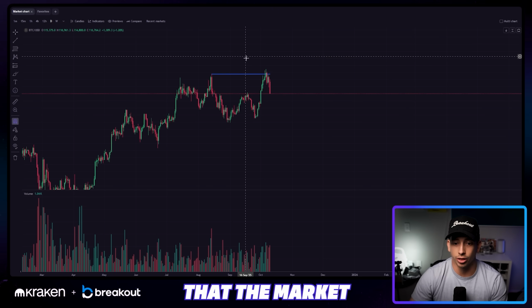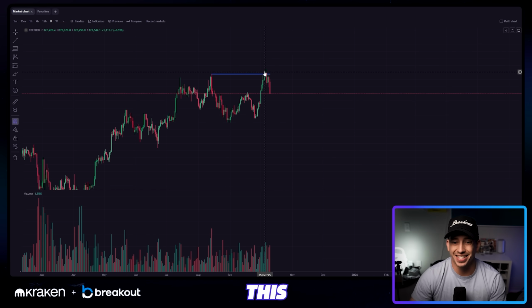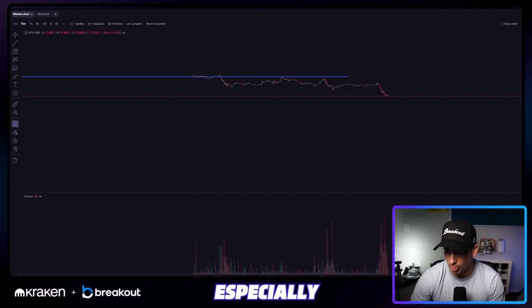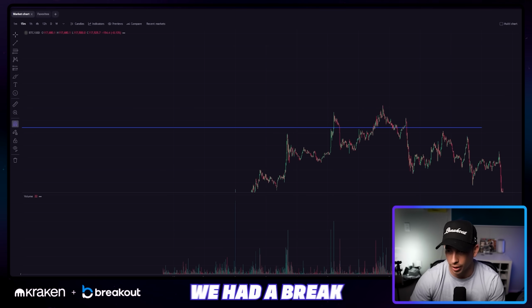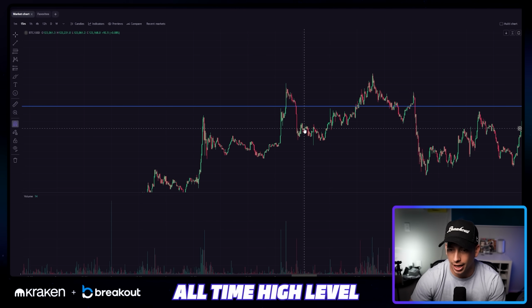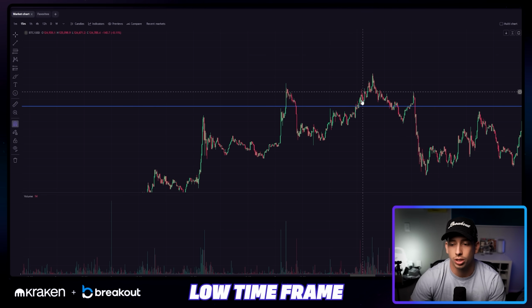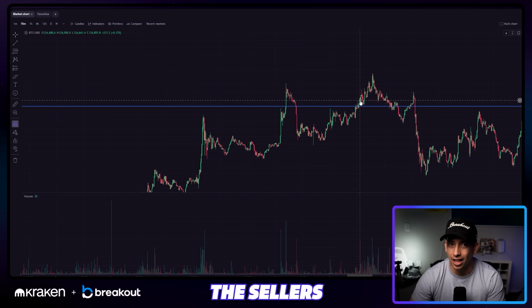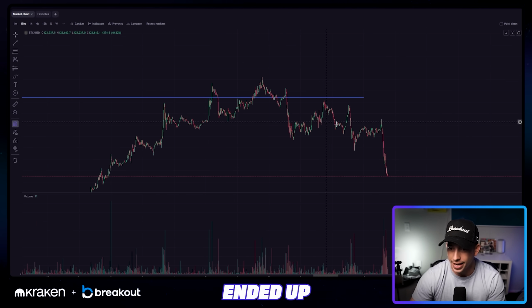So you can see here that the market broke above this key level, the prior all-time high. And on the low time frames, it looked especially convincing. You can see here we had a break above that old all-time high level, and we had multiple low time frame closes. But there was no follow-through. The sellers stepped in and this rally ended up failing.